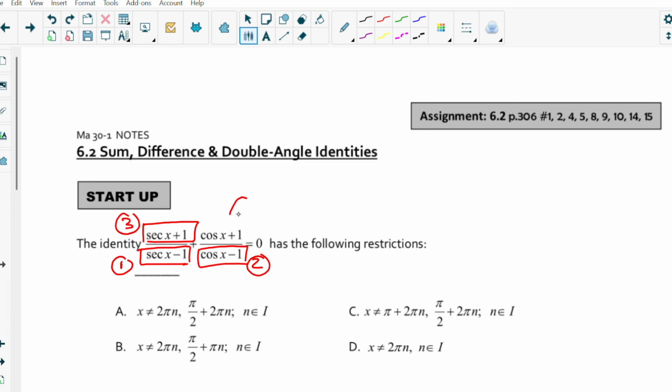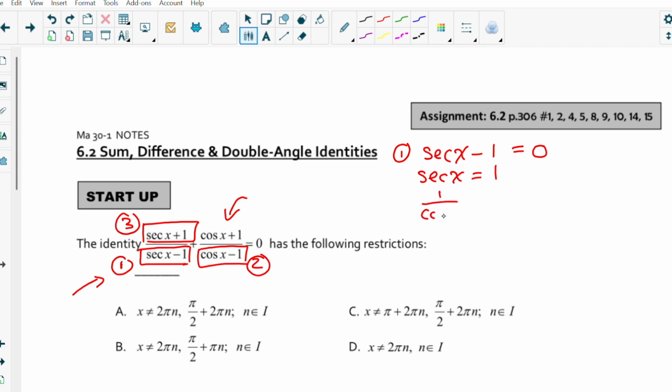I'm going to leave this one alone because I don't have any case where a cosine of x could be undefined, right? So I'm going to leave that alone. Number 1, that's number 1, this is in the denominator. So secant of x minus 1 equals 0. That whole thing, how do I get it to be equal to 0? So secant of x equals 1.